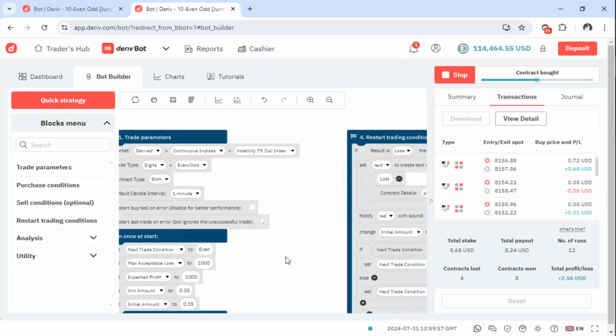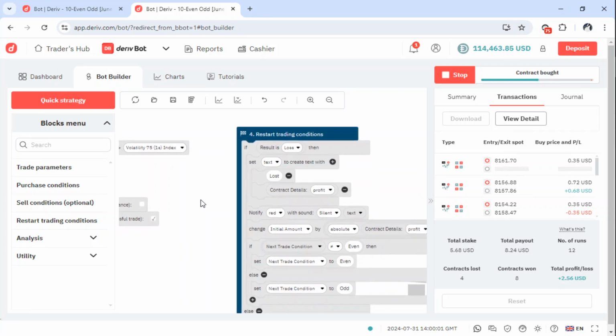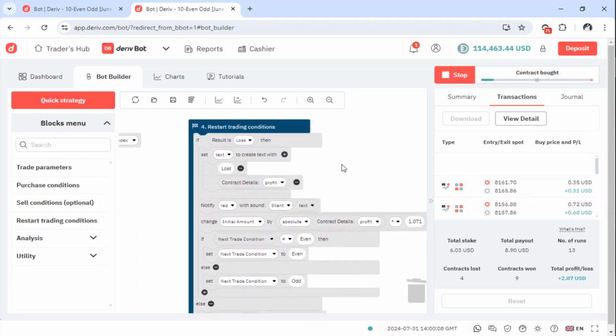if that is the amount of money you are willing to risk for that day. So I think this bot is very good, like I always say, unless you have money to risk. So you can always try your luck with it.